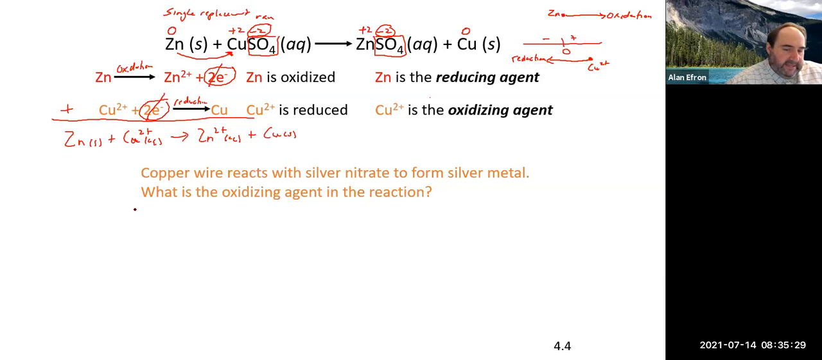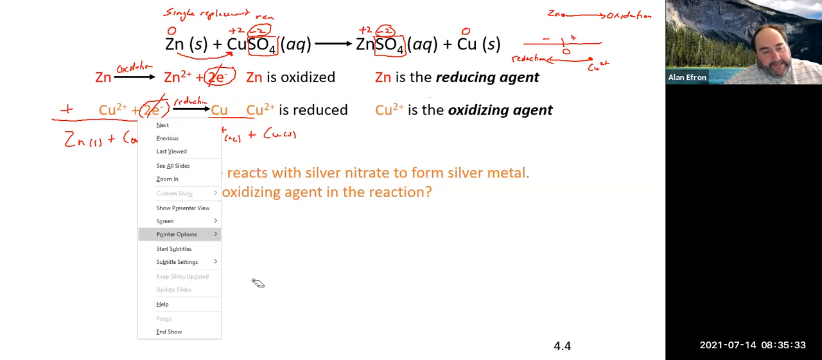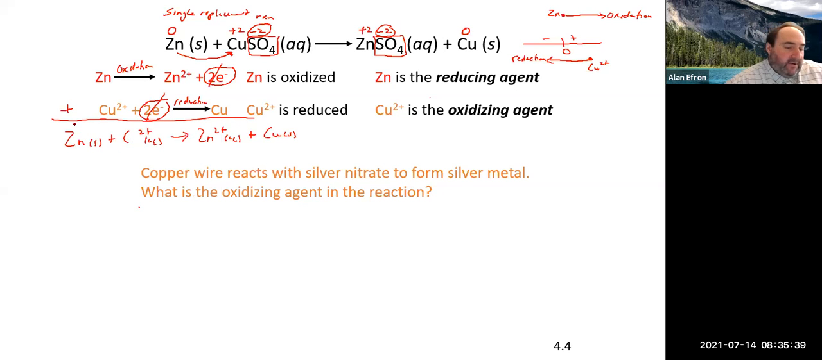And basically what is happening here is what we were just talking about. The zinc is going from 0 to +2, losing some electrons. The copper is picking up those electrons, going from +2 to 0 here. This is what is referred to sometimes as the net ionic equation.